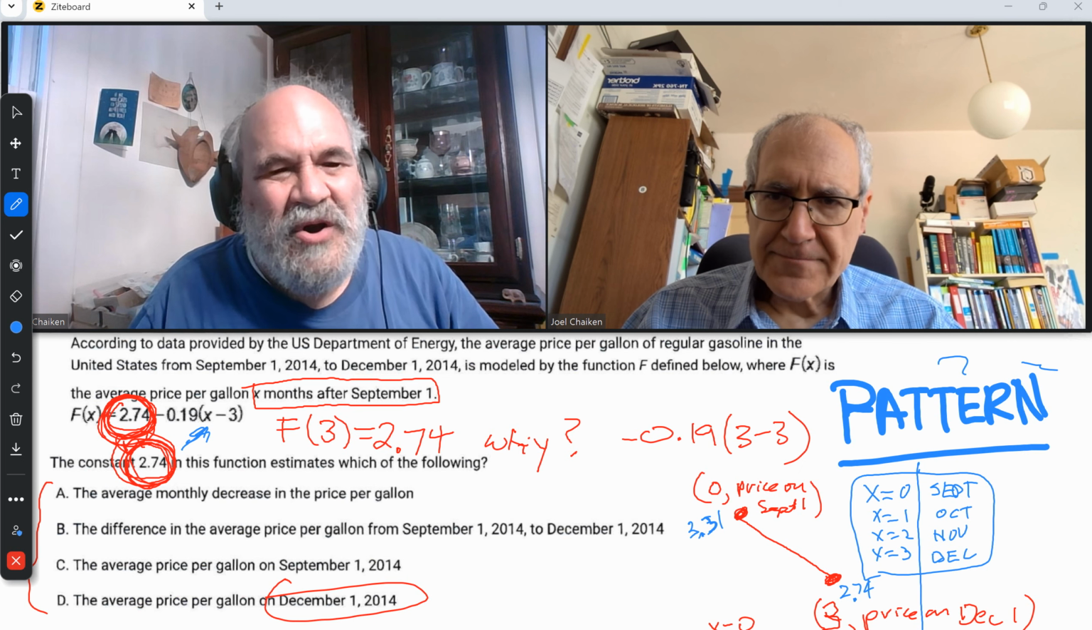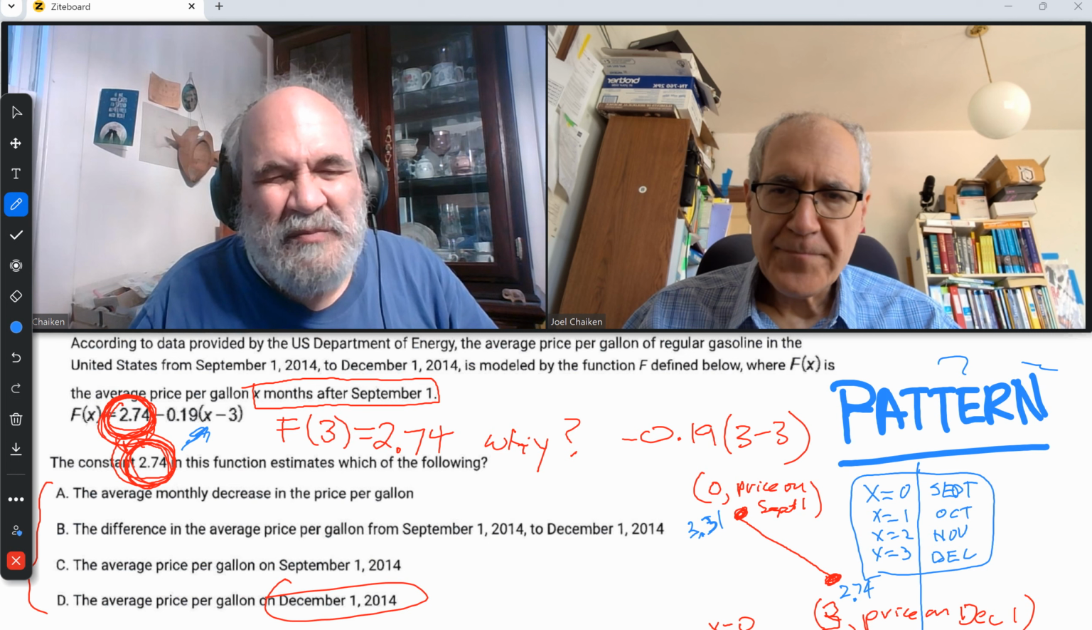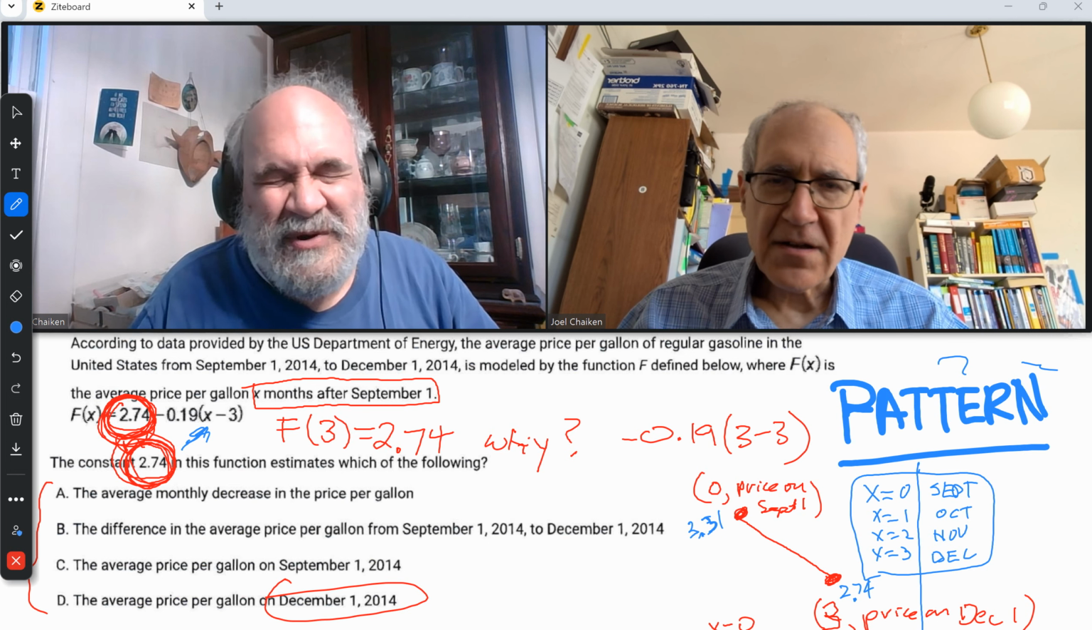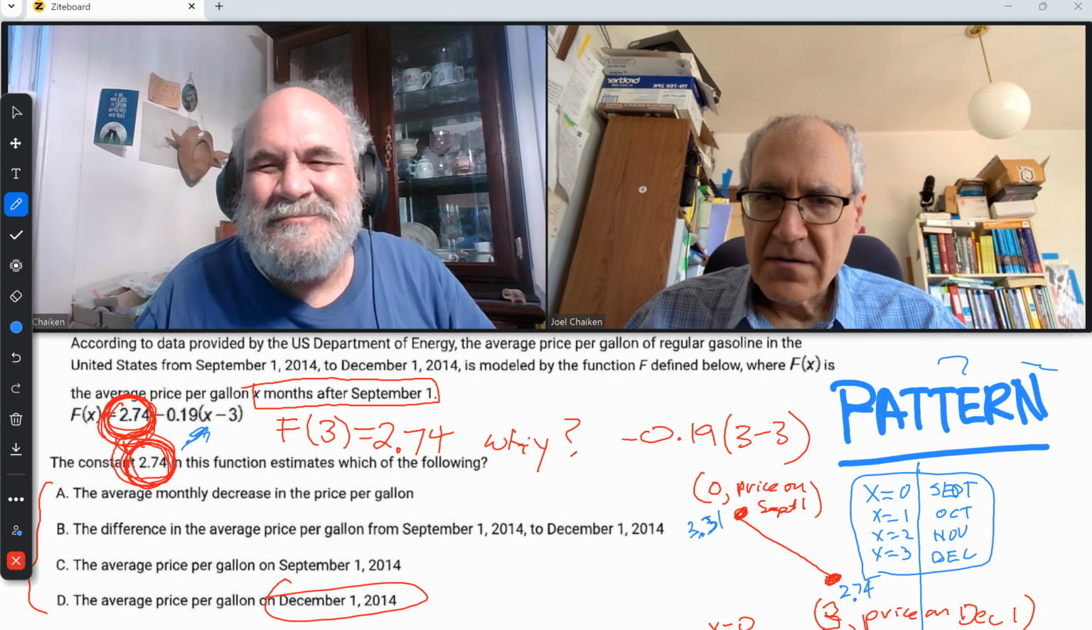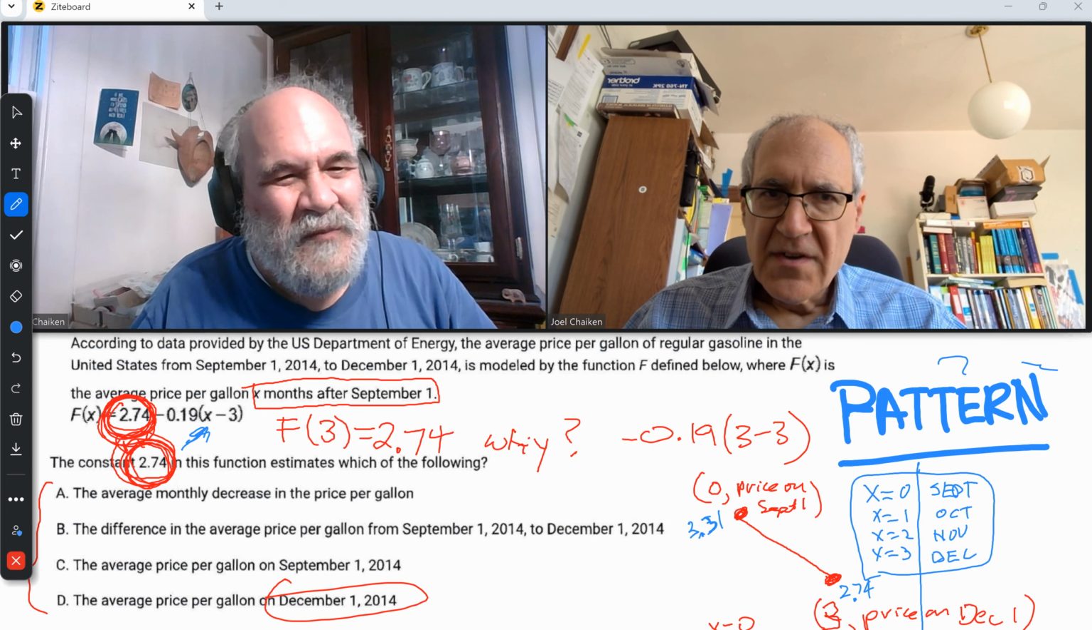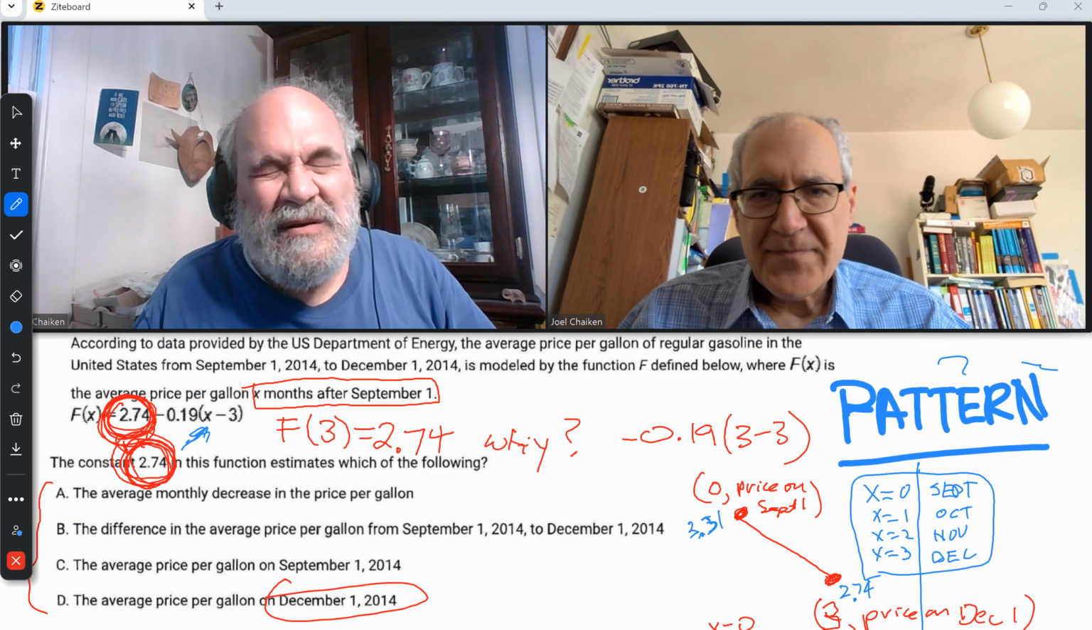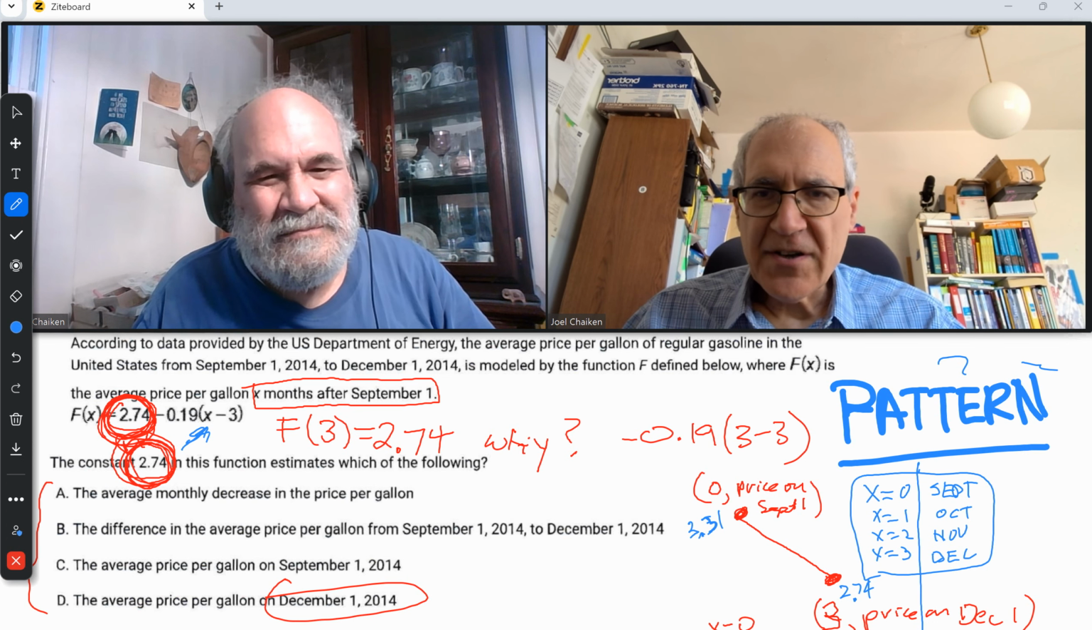Actually going back, when x goes back 3 months. Yeah, we add. Right? Yeah. So you really have to understand what's going on here.